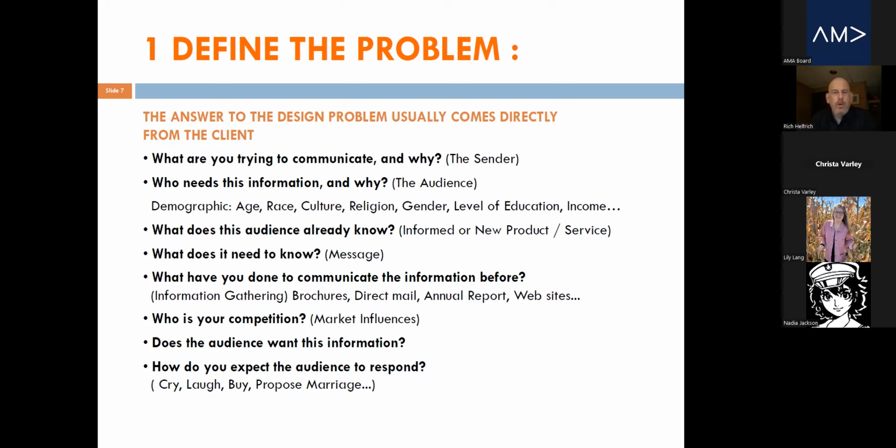And this is the most important. The target demographic is it. Who are they based on their age, race, culture, religion, level of education, gender, and then what is it they know? Do they know anything new about the client? Do they need to know something new? And then gathering some information as far as, has the client communicated information like this in the past? And information gathering as far as collection of brochures, direct mail, and analysis of their websites and reports and such.